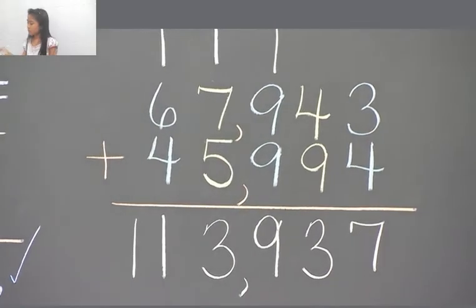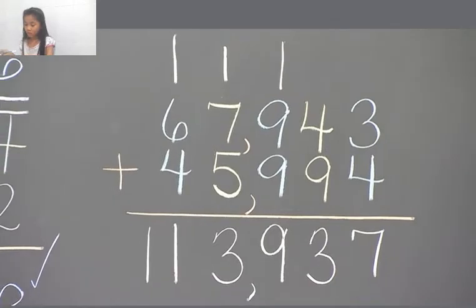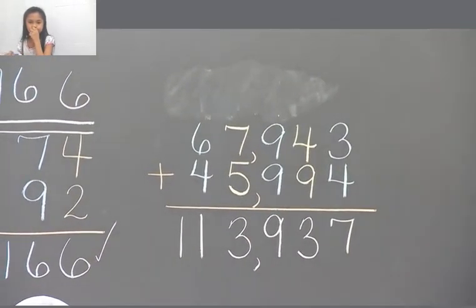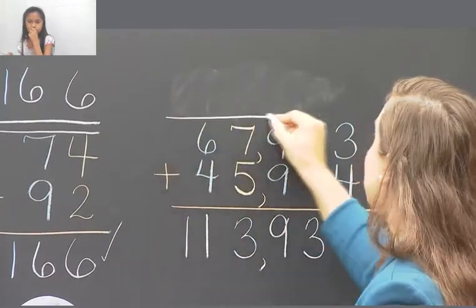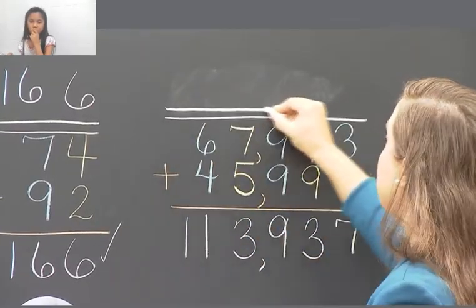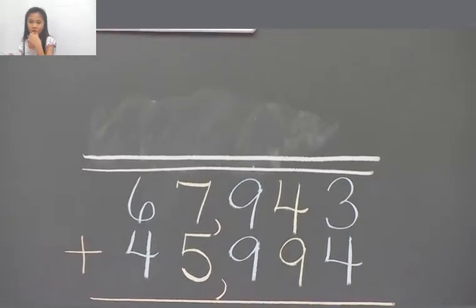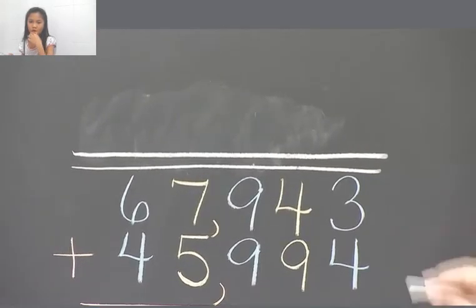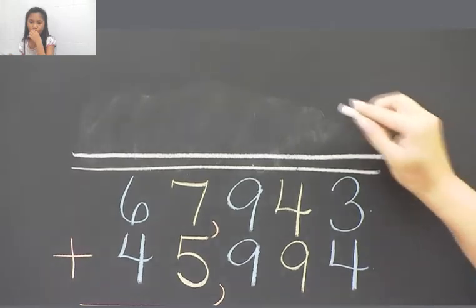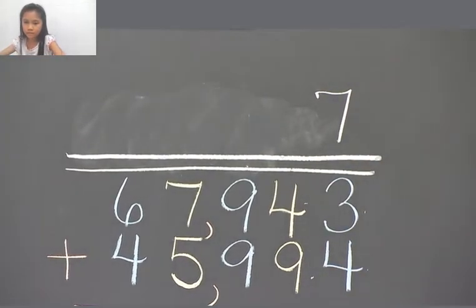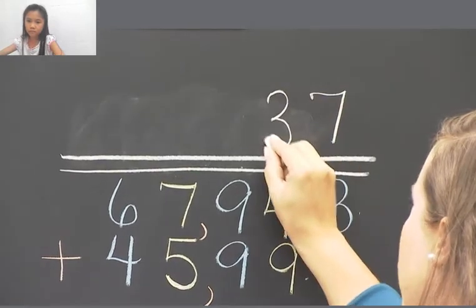Now let's check to see if our problem is correct. To help us check this, we're going to erase this right here, and then we will do our 2 lines right here. Now we're going to do the opposite. We're going to start on the bottom and go up. We're going to ignore the number underneath. 4 plus 3 is? 7. 7. 9 plus 4 is? 13. 13.